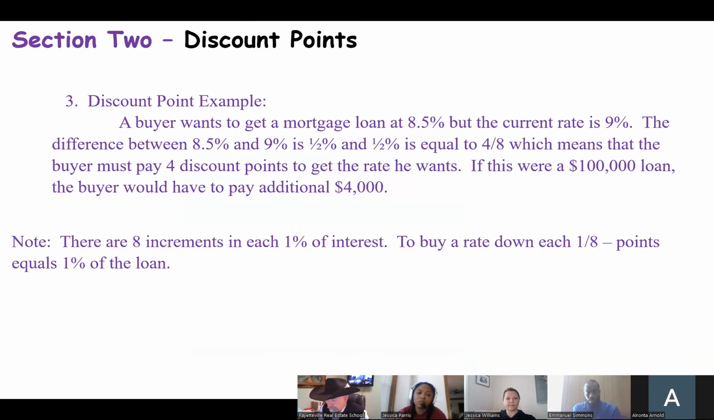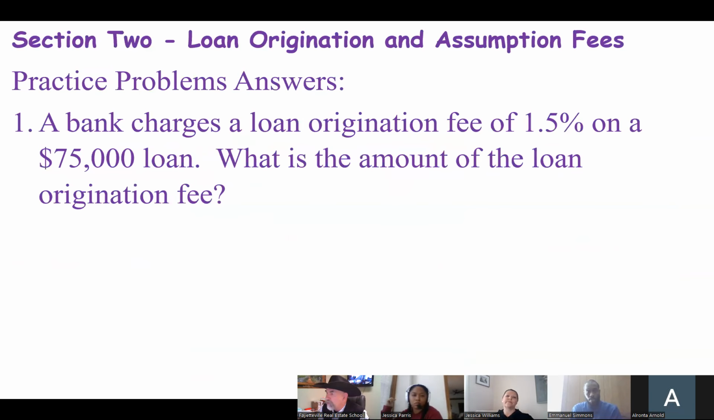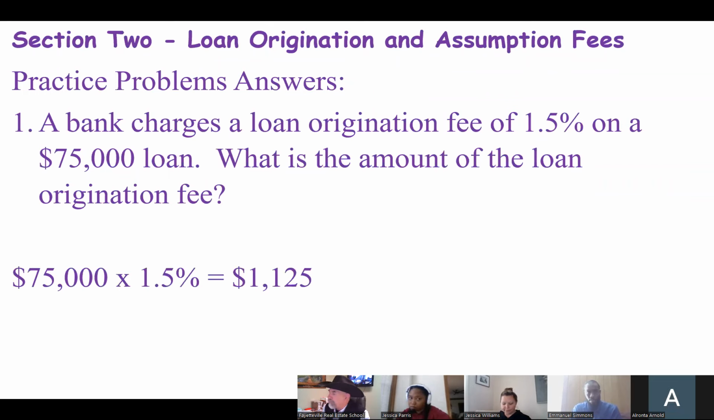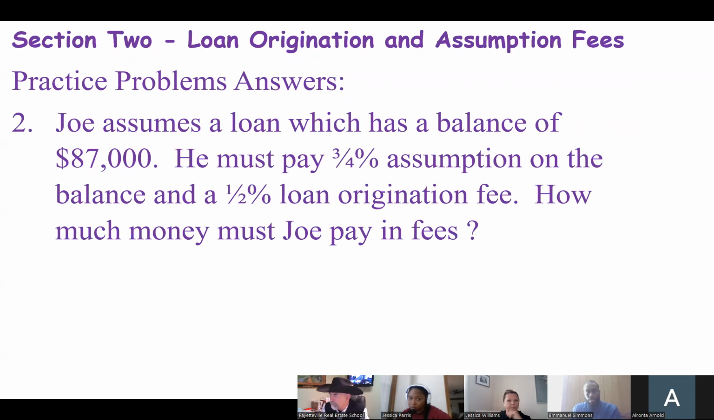All right, so let's look at a couple sample problems here. These are real easy. Remember, the loan origination and assumption fee are the easiest ones. A bank charges a loan origination fee of 1.5% on a $75,000 loan. So it already gives us the loan amount. What is the amount of the loan origination fee? What is the dollar amount that the buyer is going to have to pay at closing? And that's real easy. We just take the $75,000 loan, multiply it by 1.5%, and we get $1,125 in loan origination fee the buyer is going to have to pay.